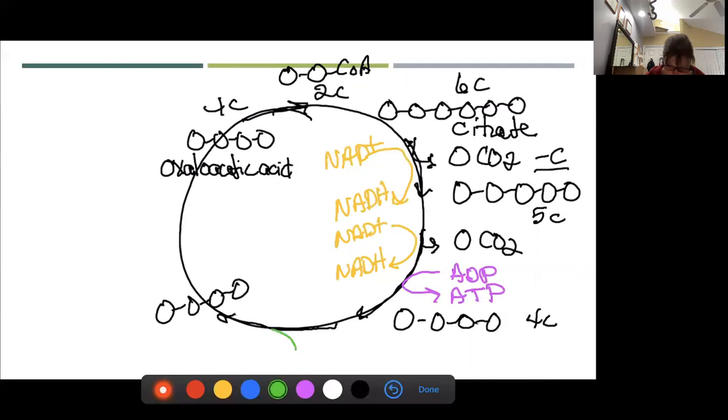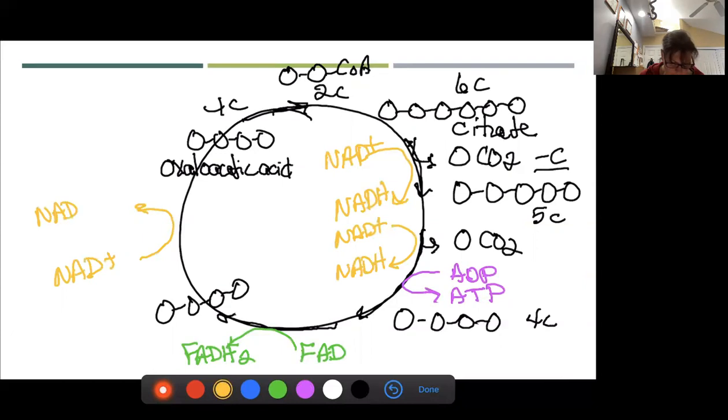And then we're going to pull some more electrons off. We're going to have a different type of electron carrier called FAD. And so we're going to go from FAD to FADH2. You can see we're picking up those hydrogens again. And as we pick up those hydrogens, we're going to reduce that electron taxi cab.